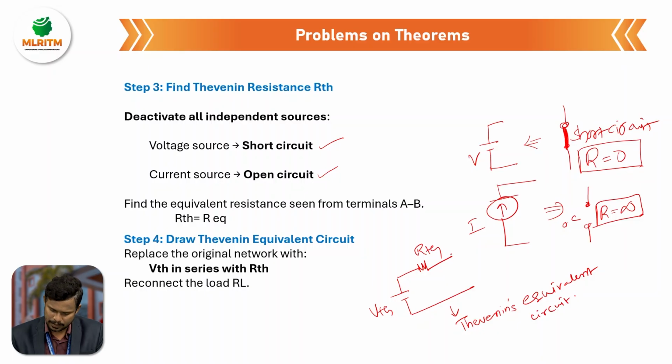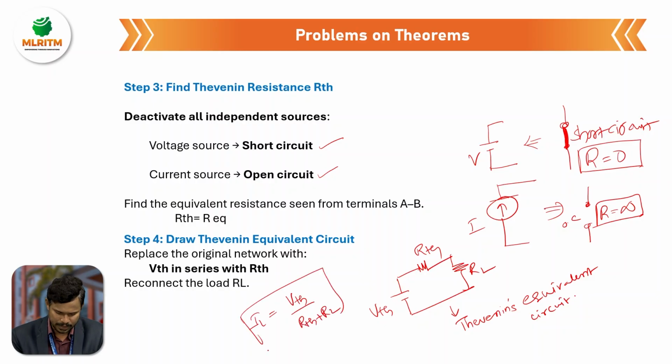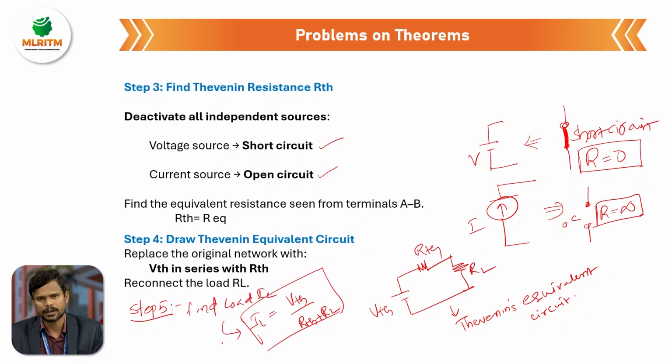And again reconnect the removed load resistor. In step number 1, we removed the load resistor. The same load resistor can be reconnected across the Thevenin's equivalent circuit. Then you find the load current IL by using the formula VTH by RTH plus RL. That is step number 5. Find the load current IL by using this formula: IL equal to V Thevenin by R Thevenin plus RL.